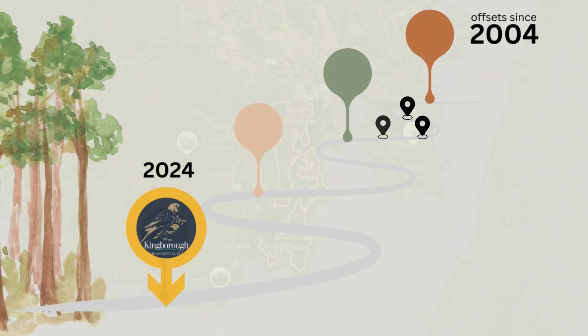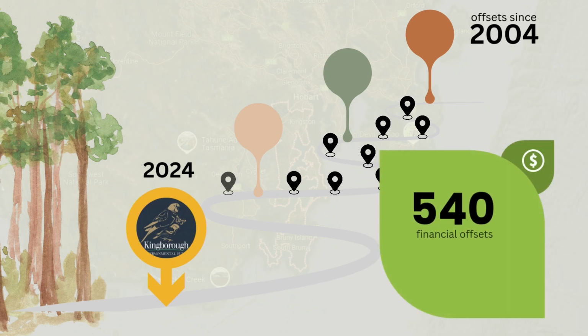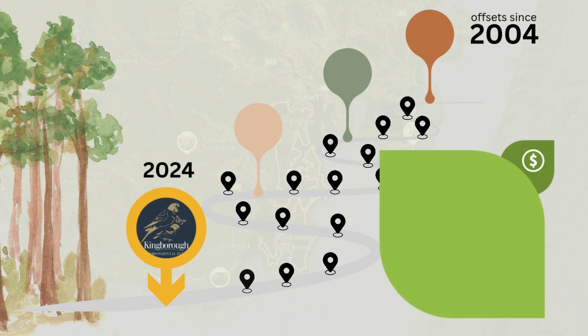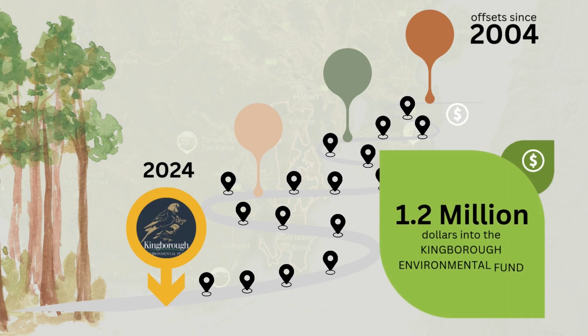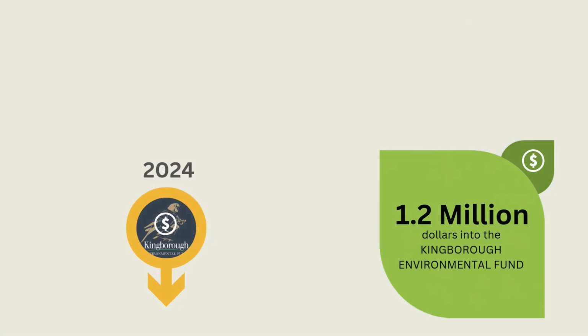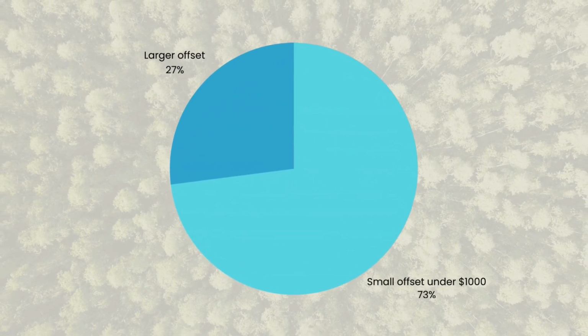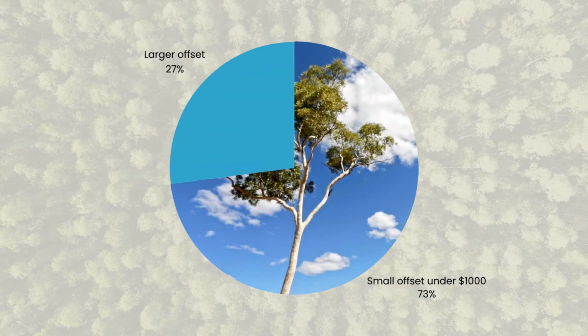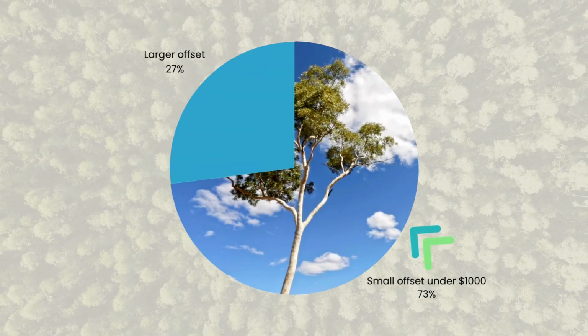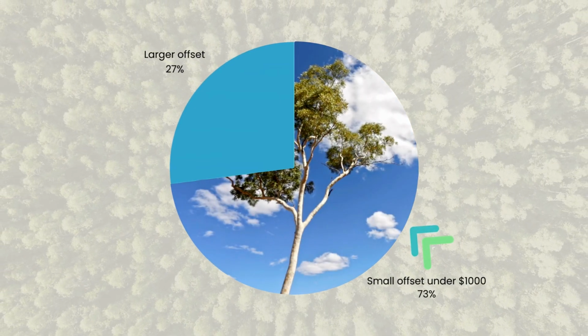Council has received over 540 financial offsets, delivering more than $1.2 million into the Kingborough Environmental Fund. Most of the financial offsets received are relatively small, with 73% of offsets under $1,000.